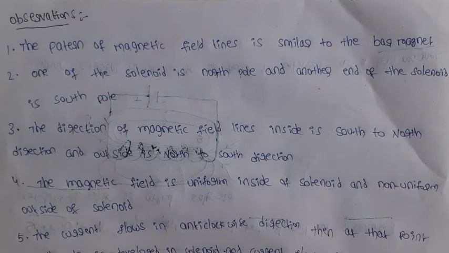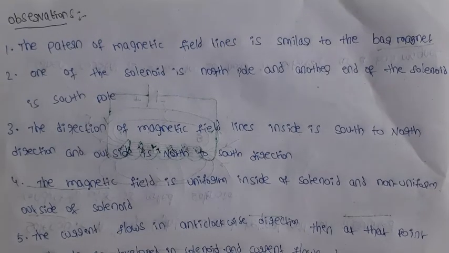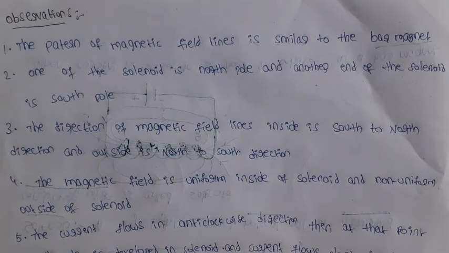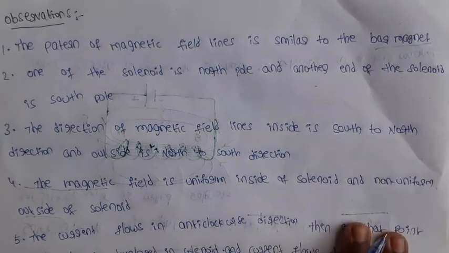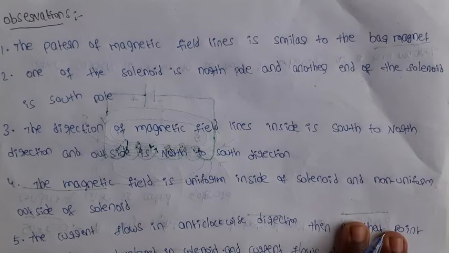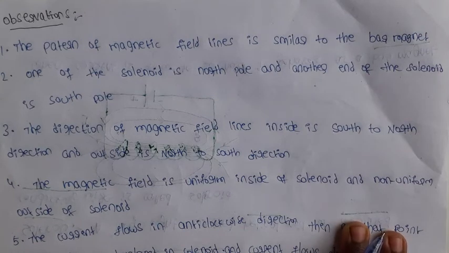These are the observations of the solenoid. What is the first observation? The pattern of magnetic field lines is similar to the bar magnet. In case of the solenoid, the magnetic field lines pattern is similar to the magnetic field lines of the bar magnet. Second point is, one end of the solenoid develops as the north pole and the other end develops as the south pole. Why? Because the solenoid behaves as a magnet.